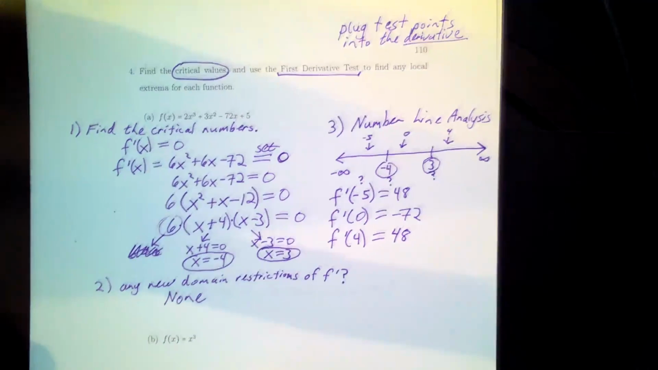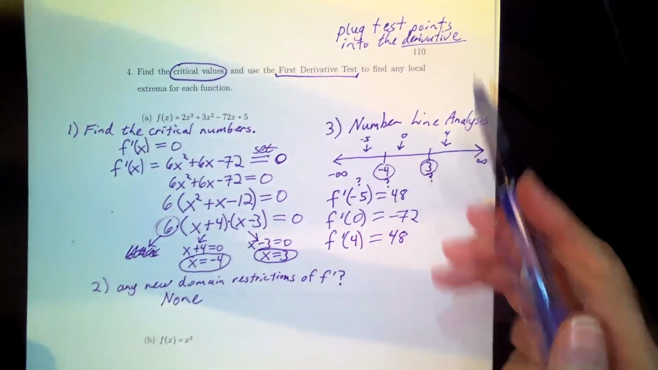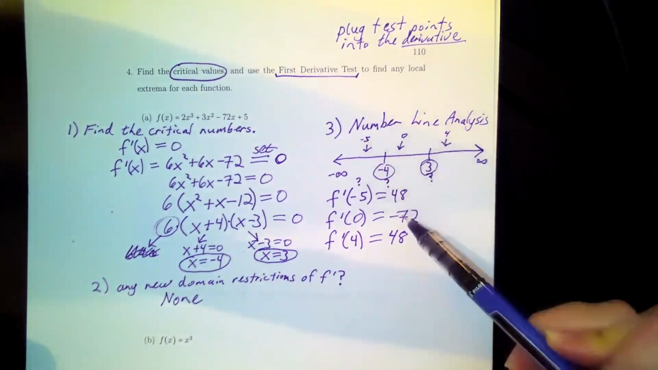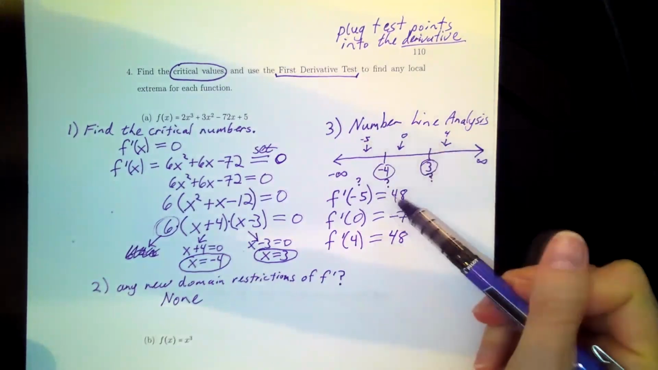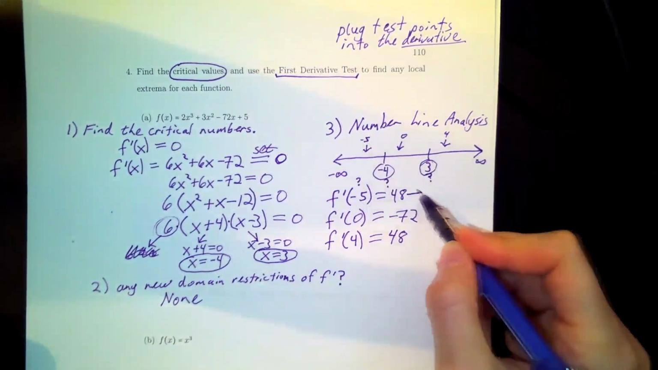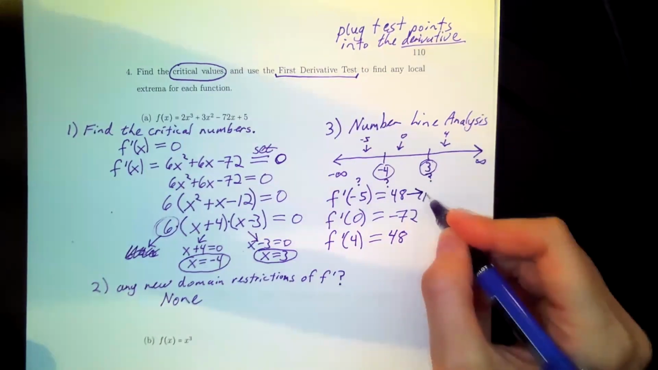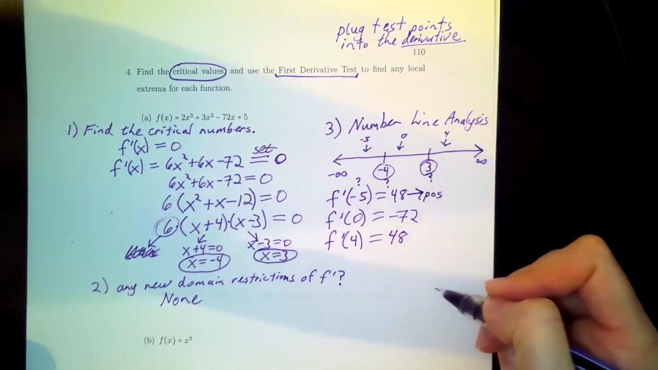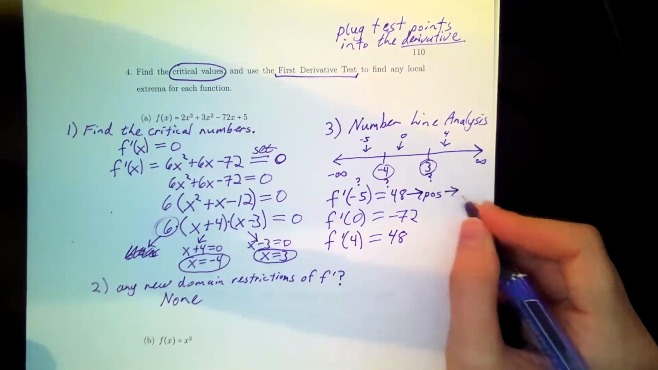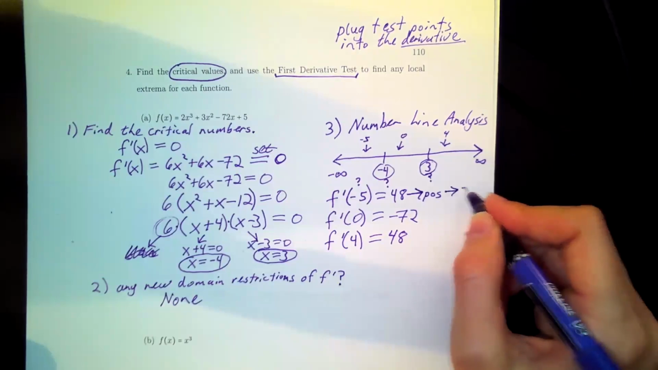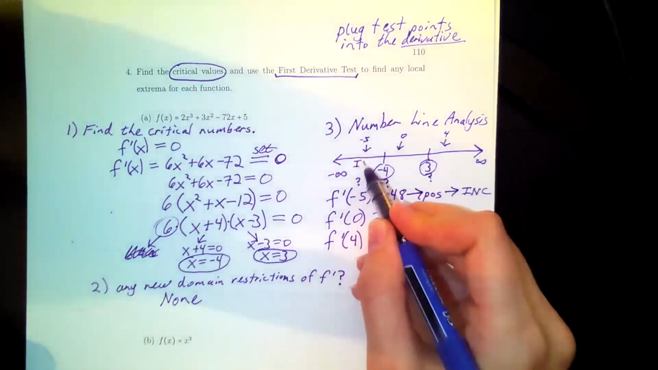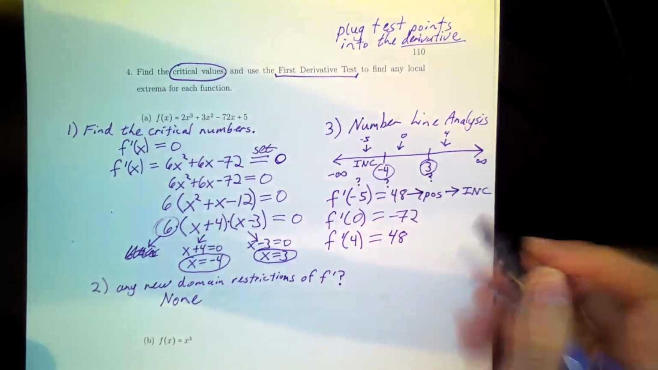If we get back to the problem at hand, I picked test points in these intervals and I found values for the derivative. If my derivative is 48 at -5, I'm supposed to interpret that. 48 is positive, so I'll abbreviate that as POS. But positive values for the derivative means what? It means your original function is increasing. So I'm going to write that there, increasing.